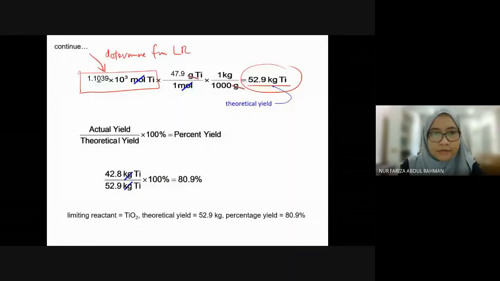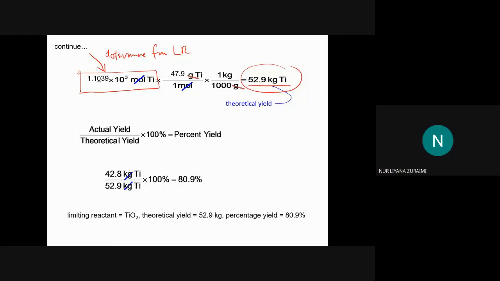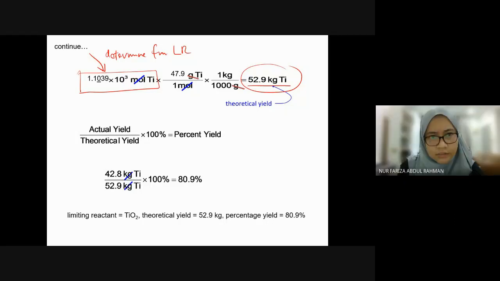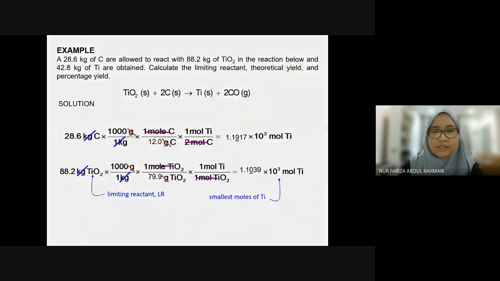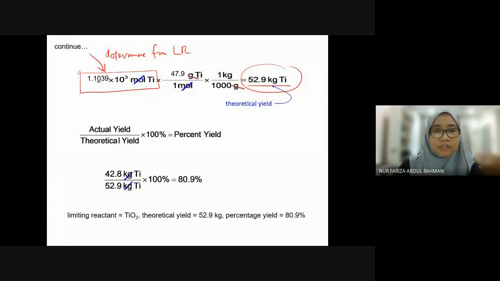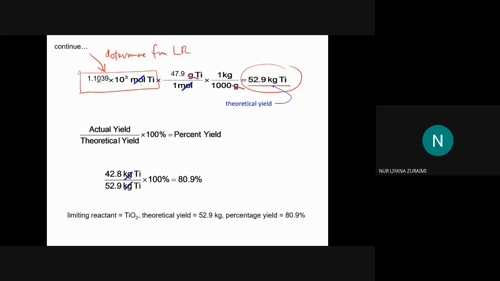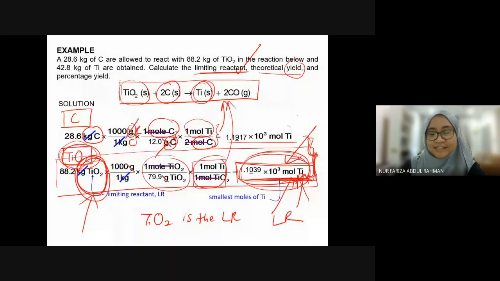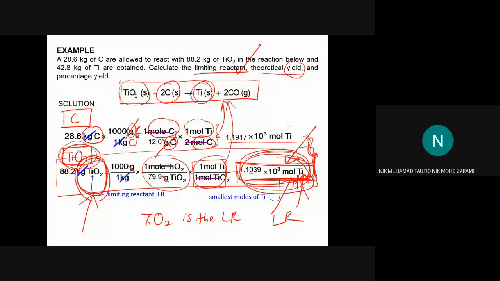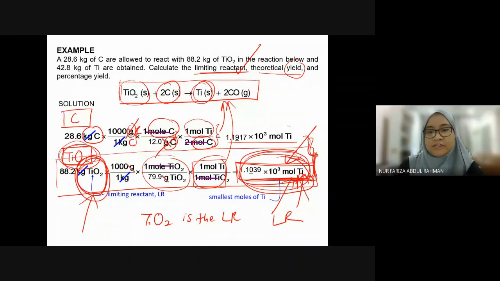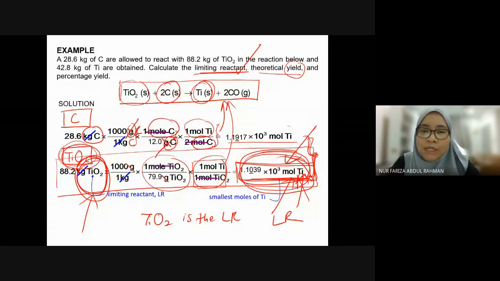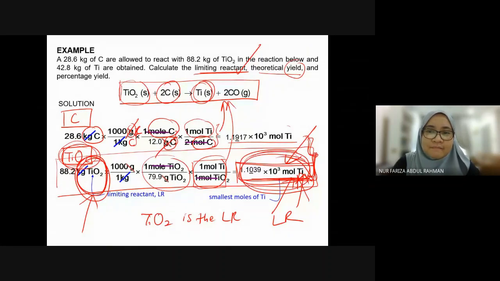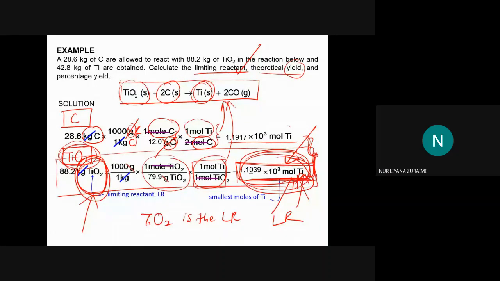Miss, if it wants the answer in mole, how do we do it? In mole, that means we stop here. You mean the product, is it? The theoretical yield in mole. Yes, that means we can just straight away use this value. If the question asks for the theoretical yield, your answer would be 1.1039 times 10 to the power of 3 mole titanium. Understand? No need to involve the actual.